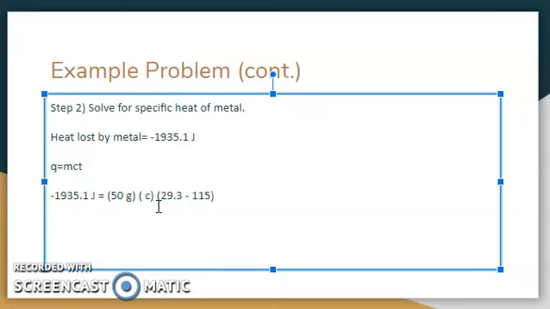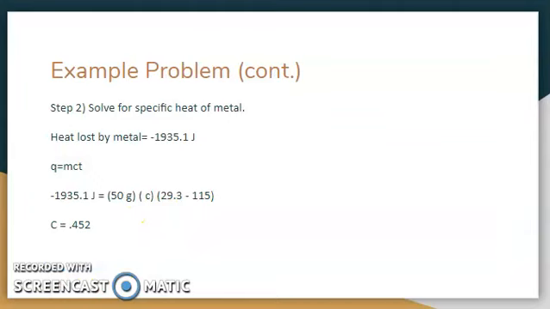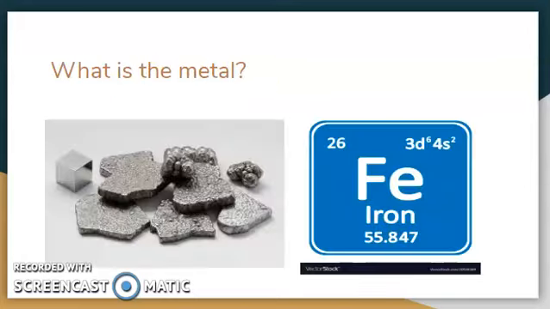Negative 1935.1 divided by 50 times negative 85.7, and we get a specific heat of 0.452, and the units are joules per gram degrees Celsius. So what is this metal? Given the specific heat of this metal, we can use a specific heat table that can be found in the textbook, or you can just search it up online. This specific metal is iron, Fe.